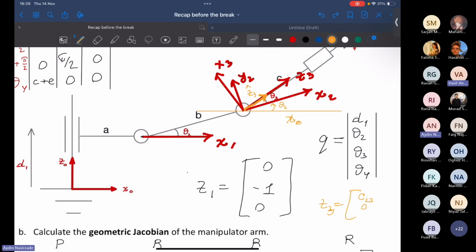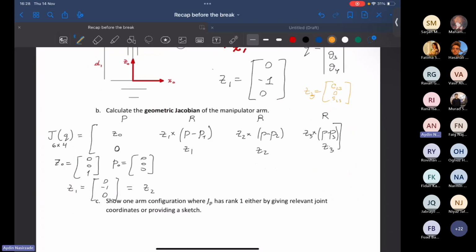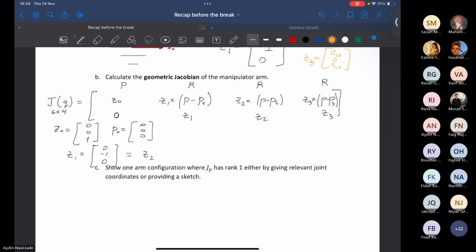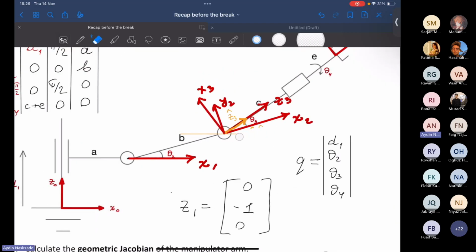Yes, sine of theta 2 plus theta 3. That's it. And Z3 is determined as well. Z3 is cosine of theta 2 plus theta 3, 0, and sine of theta 2 plus theta 3. That's it. So the same vectors are derived.